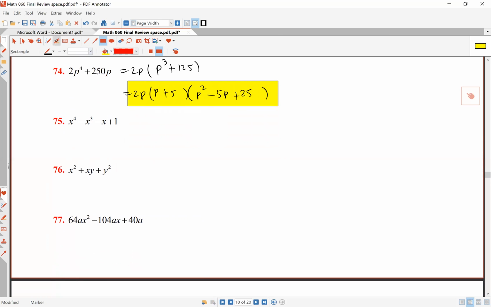75, we have 4 terms. We factor that one by grouping. Take out the x cubed from the first pair. We'll be left with x minus 1. Factor a negative 1 from the second pair. We'll be left with x minus 1.